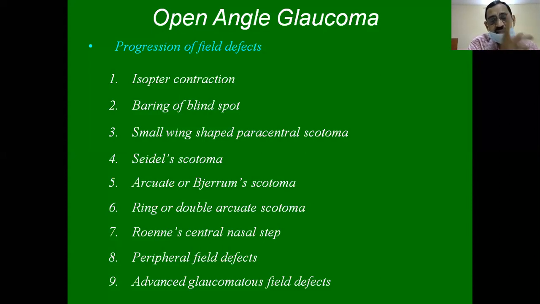And later on, as the disease progresses, there can be arcade or Jedem scotoma, where one half of the hemisphere is involved. And ring or double arcade scotomas will also be seen. And Roenne's central nasal step and peripheral field defects. And finally, the central vision will be left over, and that's because the papillomacular bundle is very resistant to glaucomatous damage. And finally, the temporal island of vision will be left.